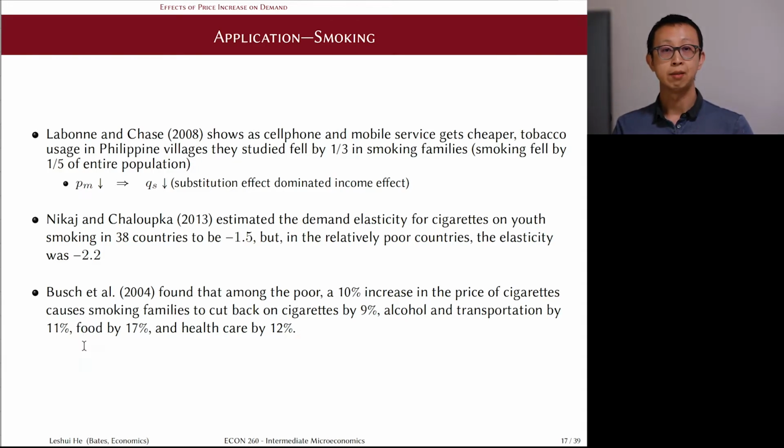A different study finds evidence that supports this argument. Bush et al. 2004 found that among the poor, a 10% increase in the price of cigarettes caused smoking families to cut back on cigarettes by 9%, which is great. But they also cut back consumption on alcohol and transportation by 11%, food by 17%, and healthcare by 12%. These are worrisome. This evidence suggests that for low-income families in the environment they studied, an increase in the price of cigarettes triggers an income effect so strong that it actually ended up potentially harming the consumers.